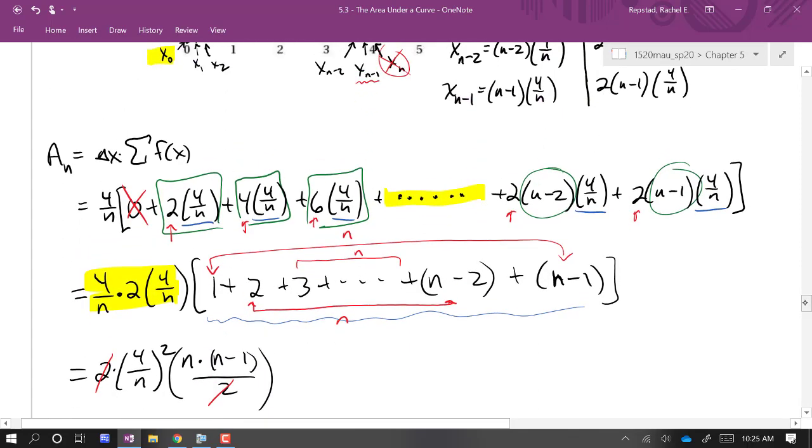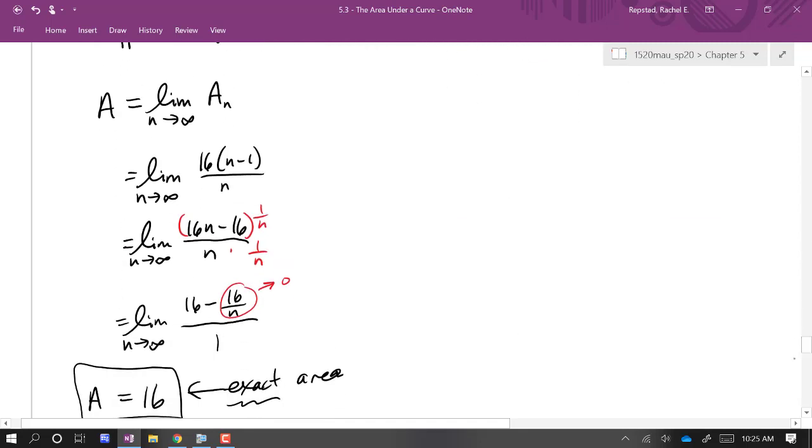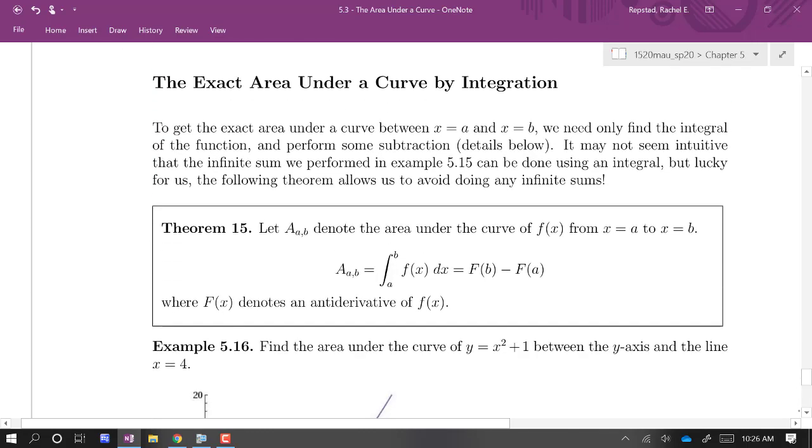That feels like kind of a bit of a convoluted process. I have good news for you. When we're finding the exact area under a curve, we're not really going to need to go through this process. Like I said in the beginning of this section, it feels like a bit of a diversion from what we'd been doing the last couple sections with integration. But we're about to connect those dots right now. As it turns out, we can find the exact area under a curve by integration.